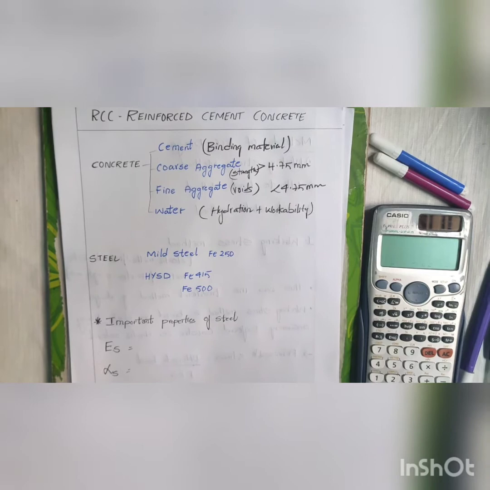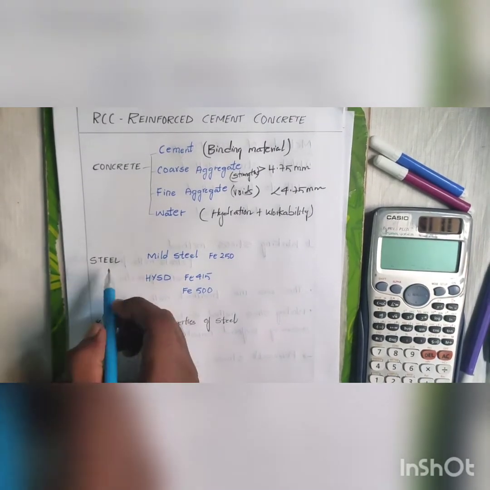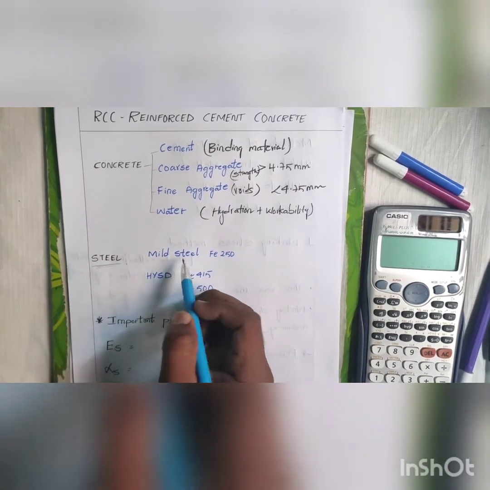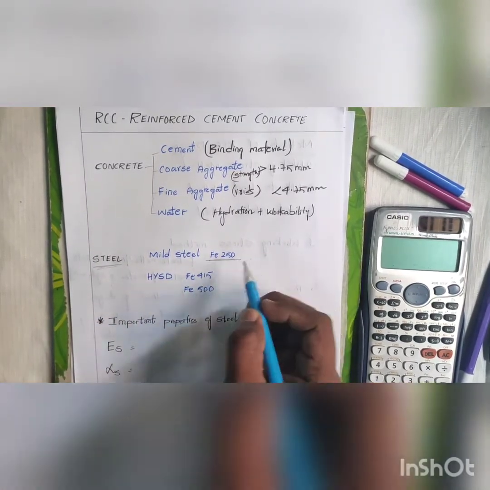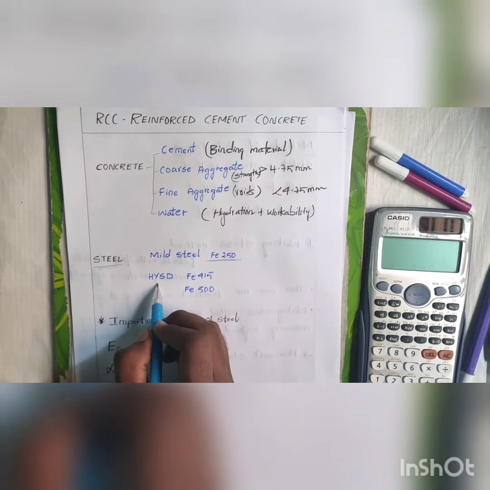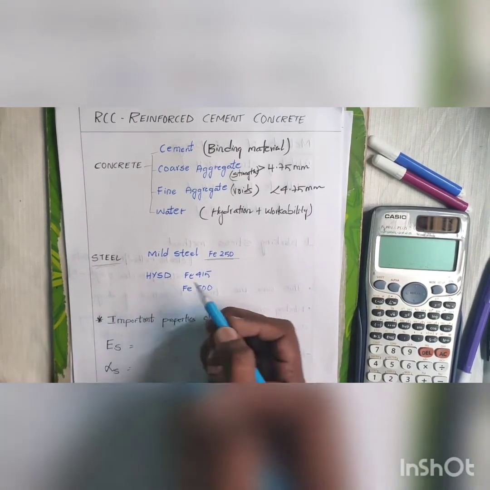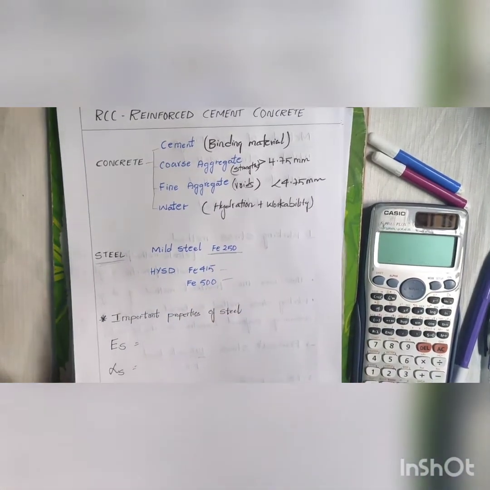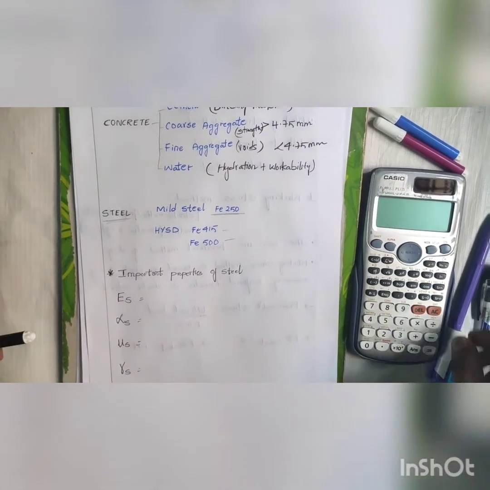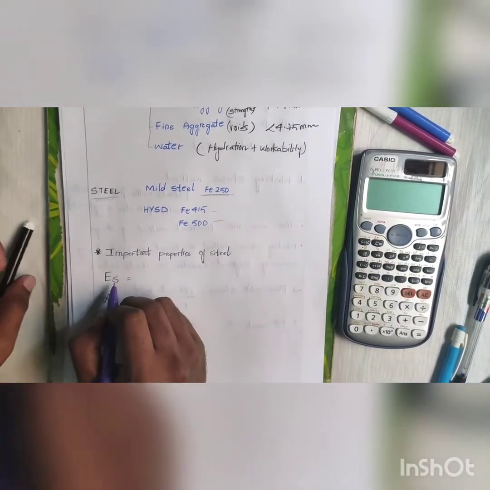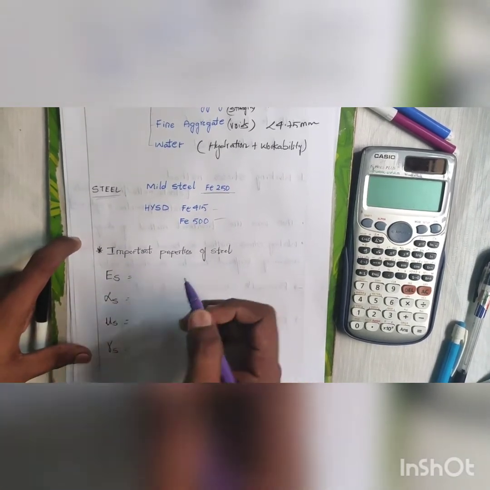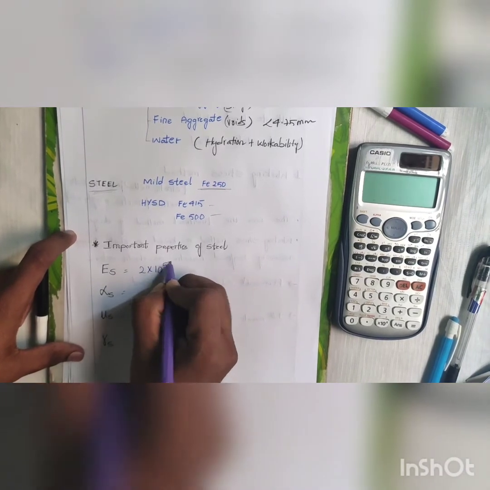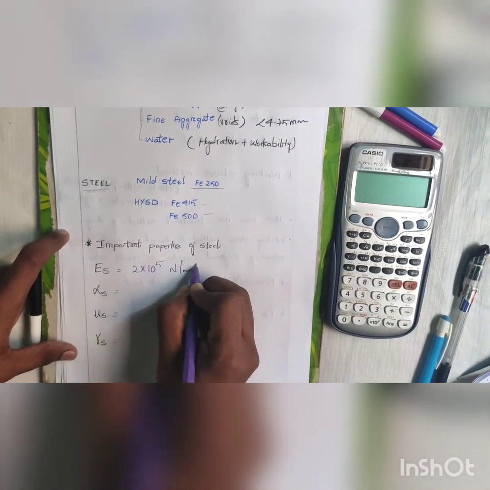Okay. Steel, what is steel? Coming to steel, steel is made up of carbon. Steel has basically two types: mild steel, which we denote as Fe250, and HYSD, high yield strength deformed bars, Fe415 and Fe500. Some important properties of steel we will see. So Es, what is E? It's Young's modulus of steel. Its value is 2 into 10 power 5 Newton per mm square.